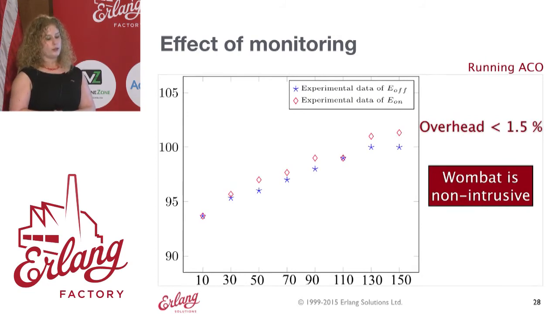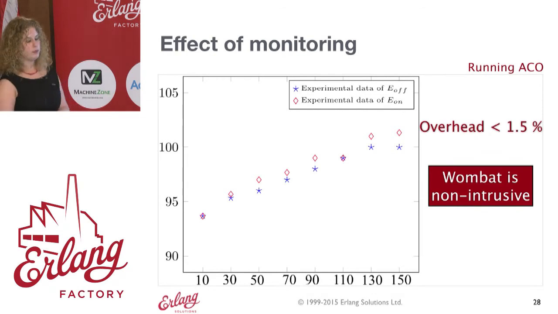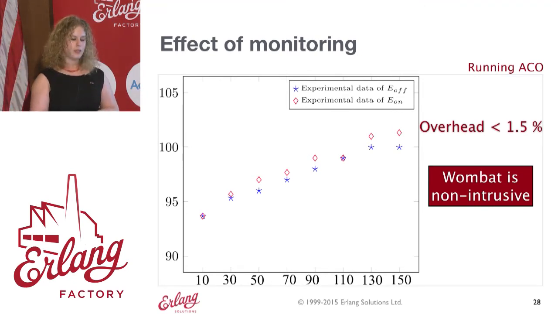So we then measured the execution time of the ant colony optimization algorithm with and without monitoring. The difference between the measured values is the overhead of the monitoring. The blue stars depict execution time when the monitoring was turned off, while the red rhombi depict execution time when the monitoring was turned on. So the maximum overhead was less than 1.5%, so we consider Wombat to be non-intrusive.